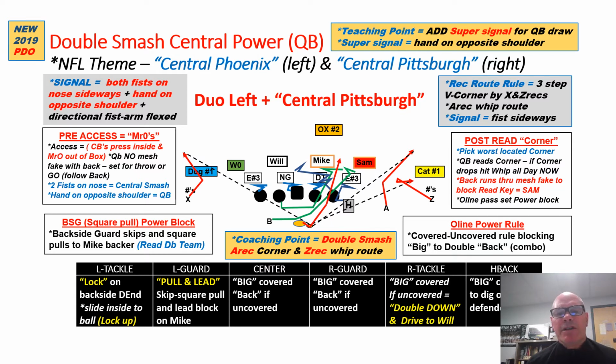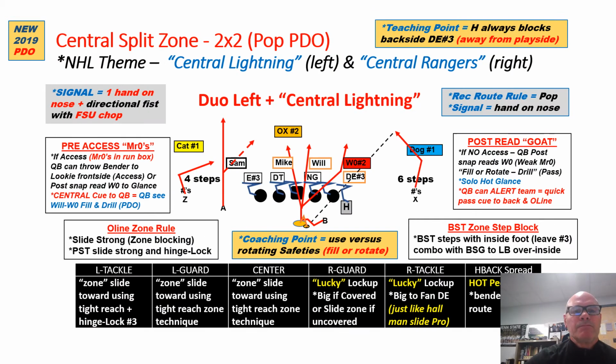Great versus blitz, because again, the back, with the super call, is going to lead through on the SAM backer. So if the quarterback doesn't like it, he's just going to go ahead, plant, and follow the back up through the hole. Double smash, super, all signals still central, Pittsburgh verbal.